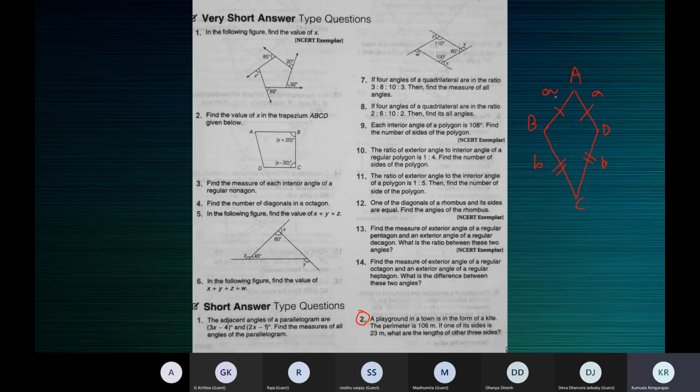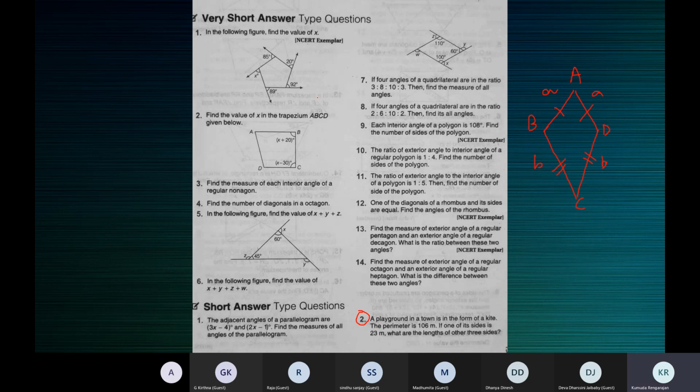I'm calling the sides, children. This side AB I've marked as A. Do we understand that? Yes, ma'am. I've called this side AB is equal to AD. So let AB and AD be equal to A. And BC is equal to DC. So they're equal, right? So let them be B each. Or you can say X and Y, whatever.